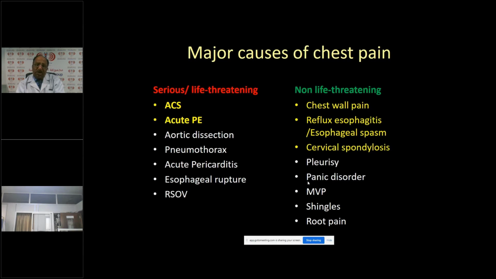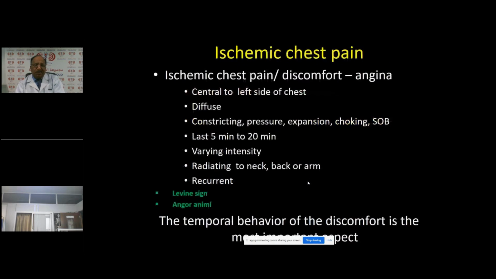But you must remember all these conditions whenever you approach a patient with chest pain. You should have a checklist. Because many a time missing diagnosis is not because of lack of proper care in taking history or physical examination, but not thinking about the diagnosis, the possibilities.